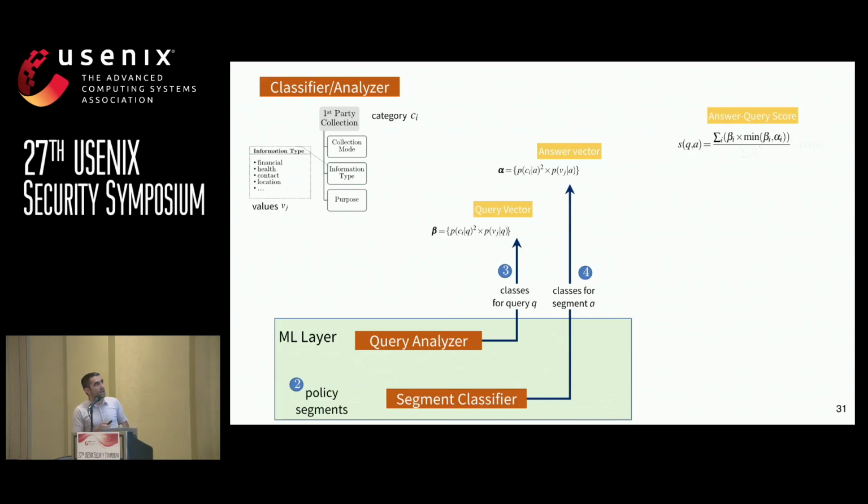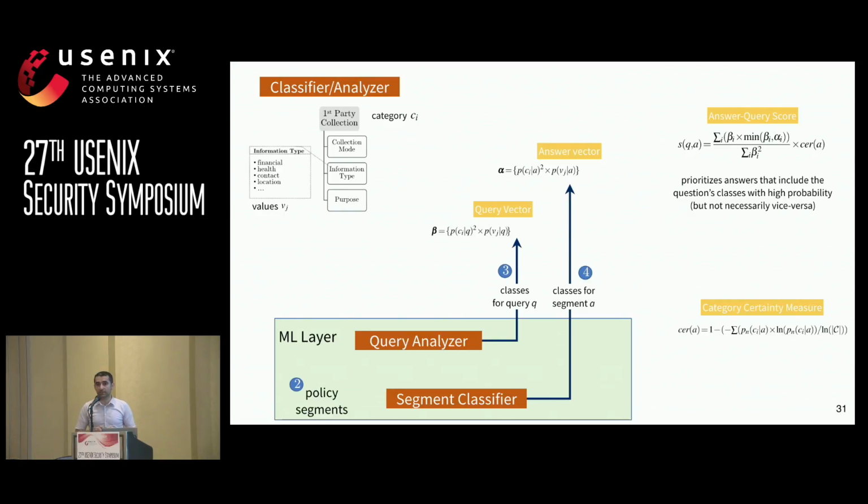And then what we do is that, given the alpha and the beta, the vectors, we compute the score between the question and the answer according to that function. The idea behind that function is that we want to prioritize the answers that include question classes with high probability, but we don't care if the answer has more details. We don't want to match exactly what is in the answer. We just want the answers to match the question. So it's like an asymmetric version of a dot product. And then we had some normalization factors and some certainty metric to say, how sure are we that this answer is classified according to the labels that we have?